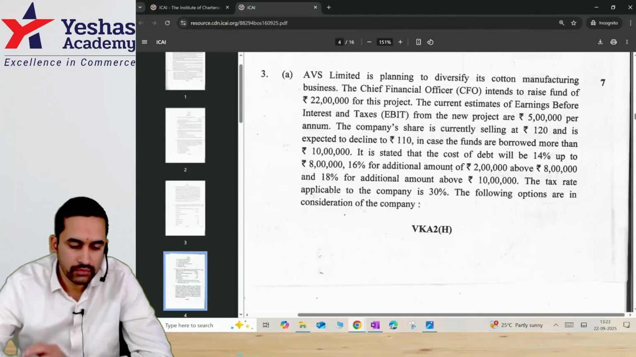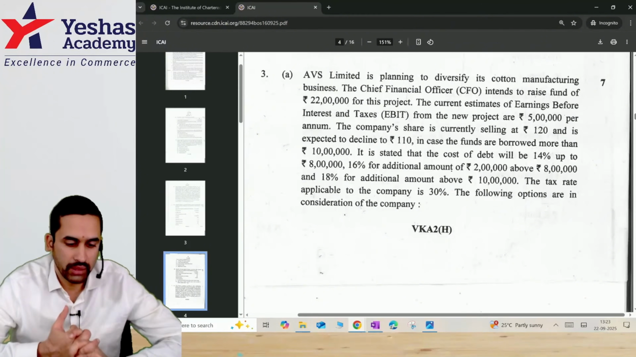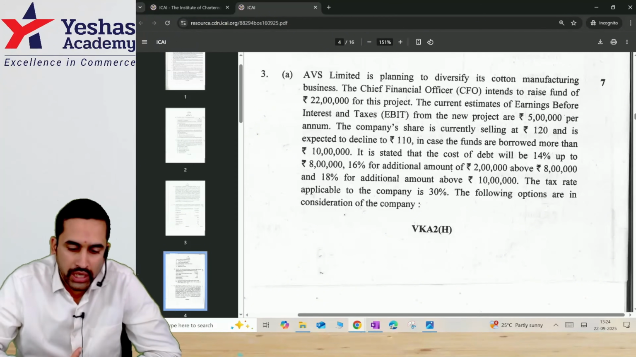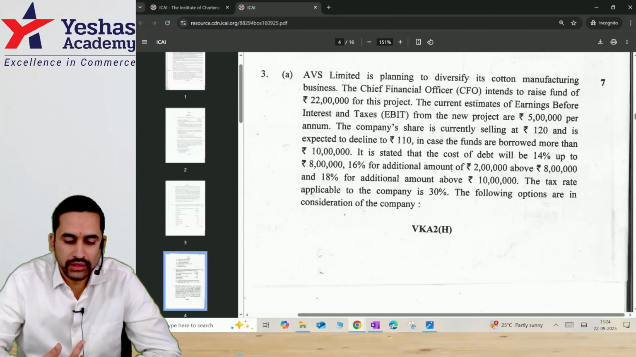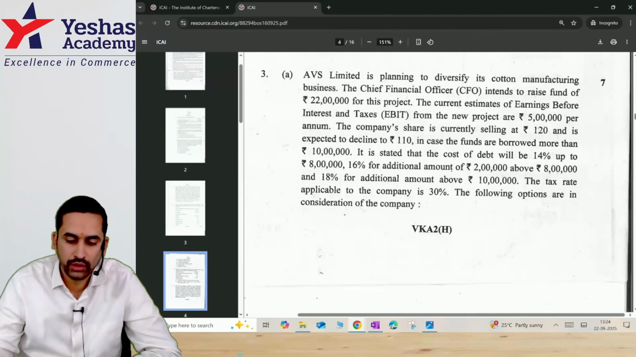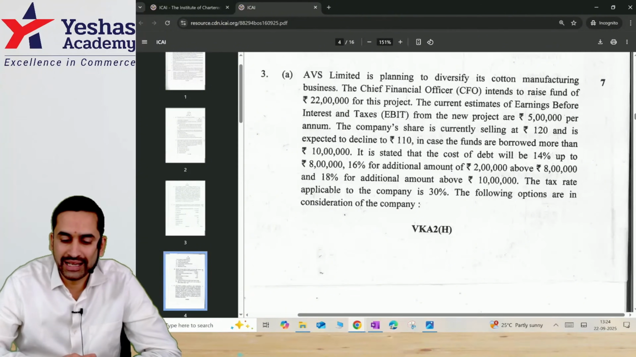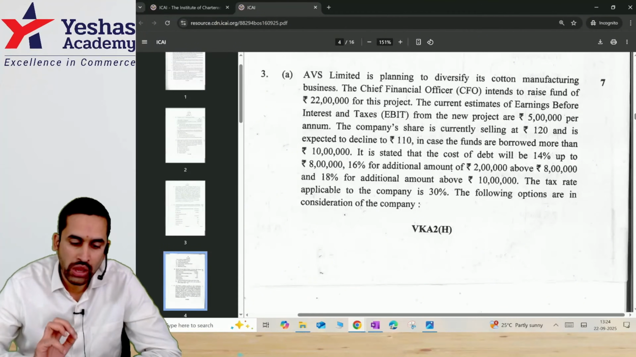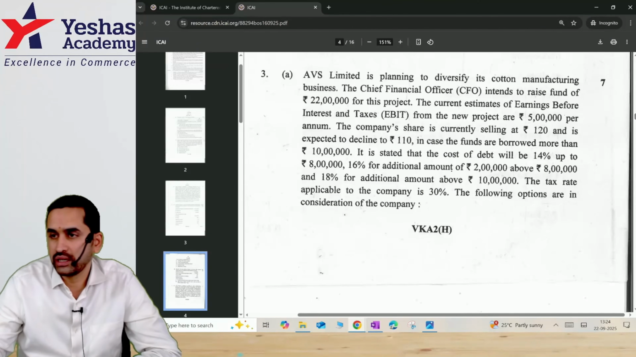Next, question 3A, 7 marks sum. AVS Limited is planning to diversify its cotton manufacturing business. CFO intends to raise fund of 22 lakh for this project. The current estimation of EBIT for new project is 5 lakh. Now you have total funds, you have EBIT. Company share is currently selling at 120, currently selling P0 as on today. But it is expected to decline to 110 in case the funds are borrowed more than 10 lakh.